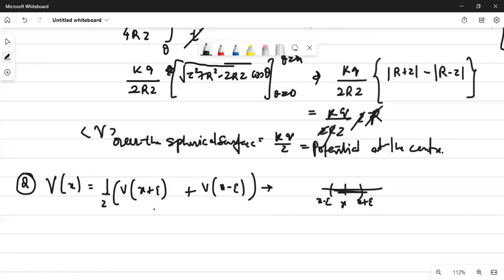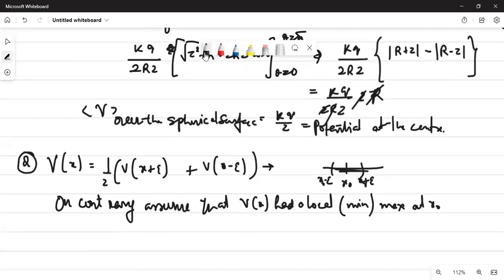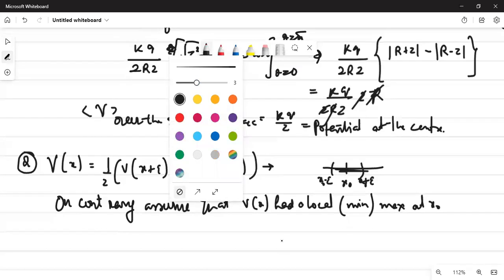So let us, on the contrary, assume that V(x) had a local maximum. So let's say at x naught, V(x) had a local maximum or minimum, whichever suits you, at x naught. So if you are saying that my V(x) was a local minimum, V(x) was a local minimum.